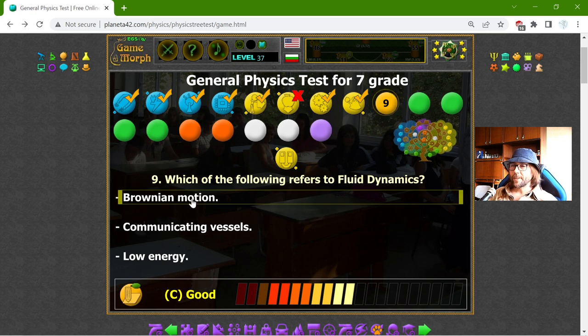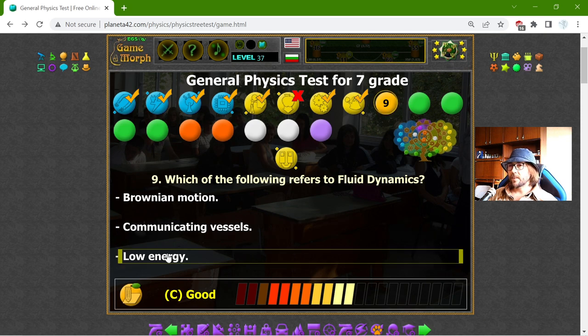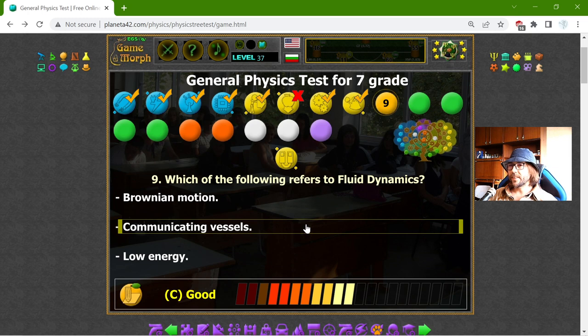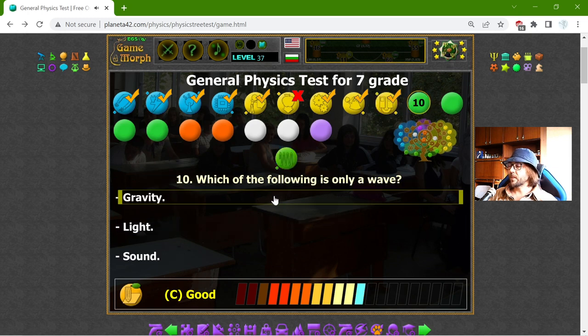Question number 9. Which of the following refers to fluid dynamics? Actually, what I know is that everything is fluid dynamics, even gases. But let's see: Brownian motion, communicating vessels, and low energy. Among all these three, I think it is the communicating vessels. Yep, they are not science vessels from StarCraft 2.